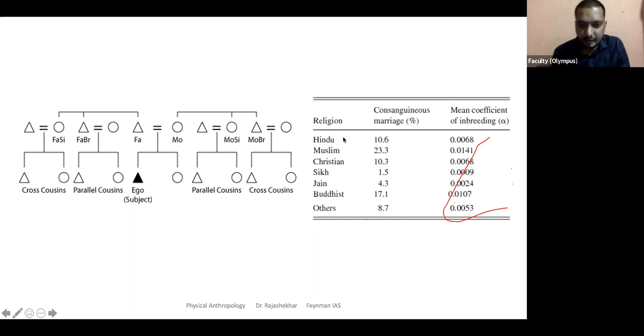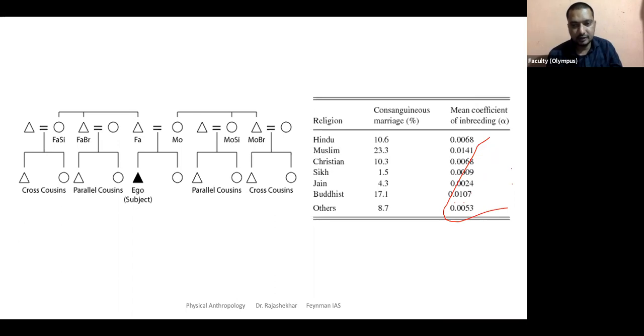So consanguineous marriages and the percentage. First look at these numbers. In Hindu marriages, you see 10.6% consanguineous marriages from a study. And where is the highest? Muslim religions normally have a higher percentage of consanguineous marriages, approximately 23%. These numbers may vary from data to data, but there is a higher incidence, over 20%, in Muslim communities.